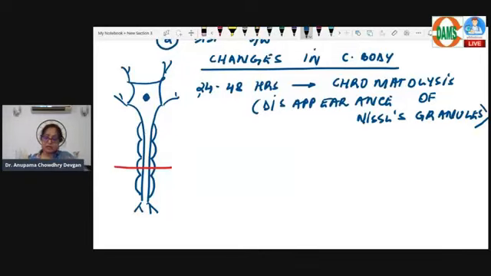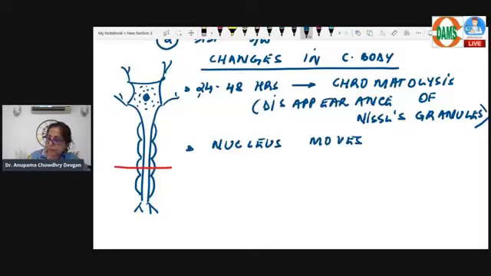This is the change which occurs in the cell body. These Nissl's granules are ribosomes, and they disappear. Then the second change which will occur is that the nucleus moves to the periphery. So within the first 24 to 48 hours, you have disappearance of the Nissl's granules, and the nucleus moves to the periphery.